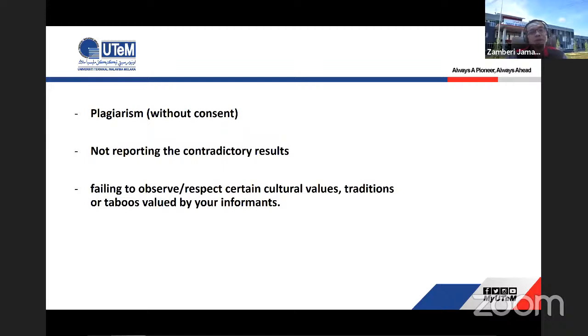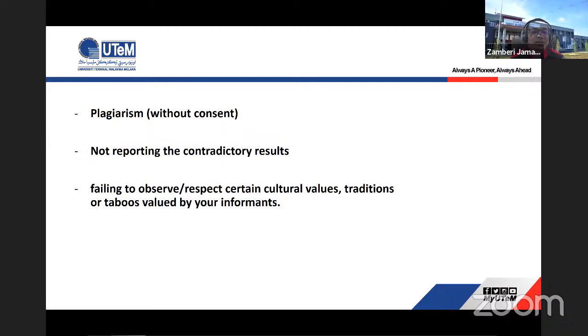Not reporting contradictory results. What does it mean? Sometimes there could be data that is out of place. Should we report it, or should we keep it silent? This is open for debate. In fact, there might be some ambiguity in the pattern of the data that we recorded. Should we declare it? Should we expose it? Or should we just keep quiet about it, meaning that we are not reporting it? So this is open for discussion.